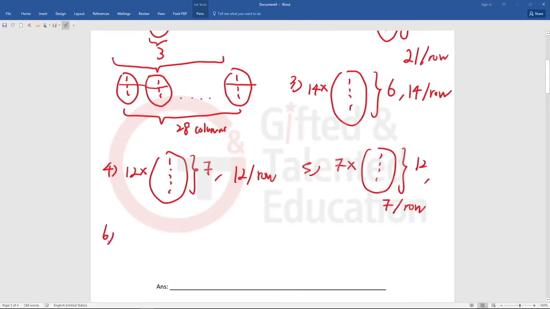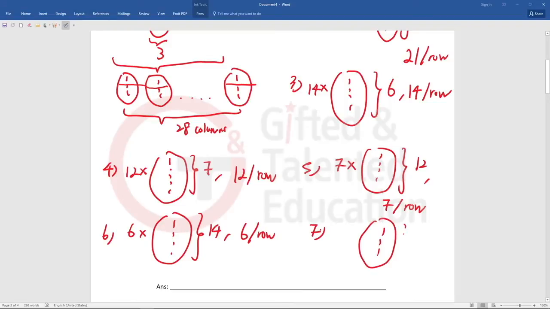For the sixth way, we could also have a total of 14 cadets in every column, giving us a total of 6 such columns and a total of 6 cadets in every row. And for the seventh way, we could also have a total of 21 cadets in every column, giving us a total of 4 such columns and a total of 4 cadets in every row.